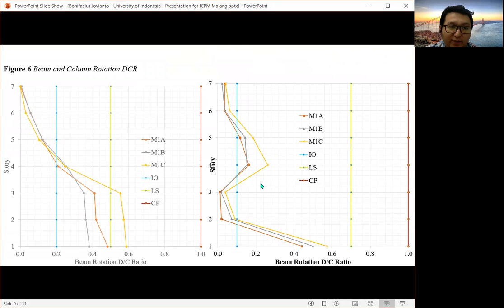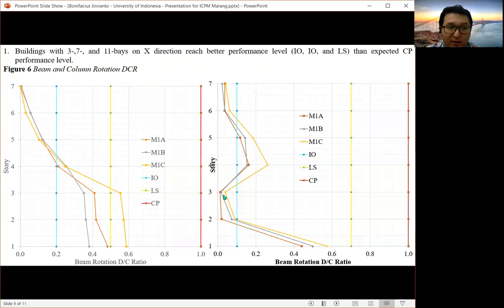Next is the beam and column rotation DCR. What is shown here is the critical component maximum DCR on each story. Increased structure bay results in increased component DCR in both the X and Y directions. Based on the acceptance criteria, models 1A and 1B are categorized as IO performance because they are between the IO and LS lines, while M1C is categorized as LS performance.